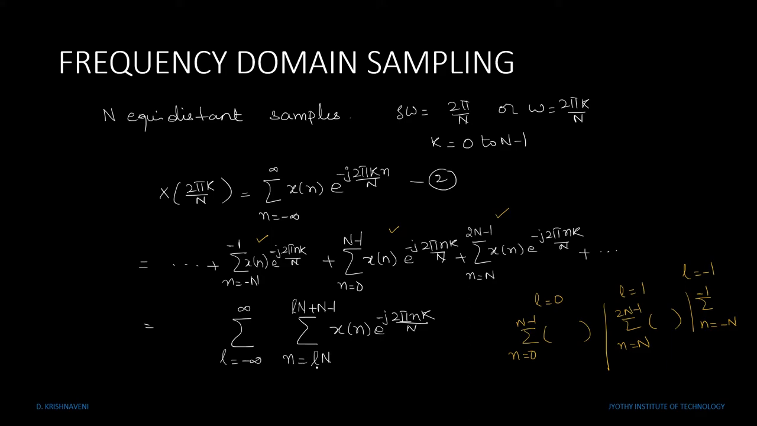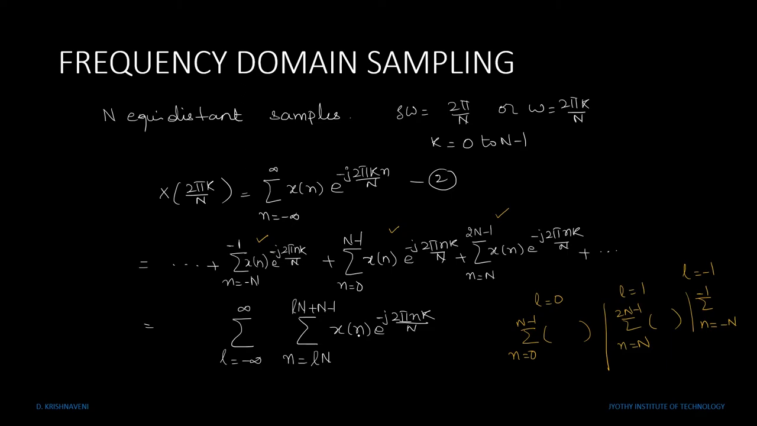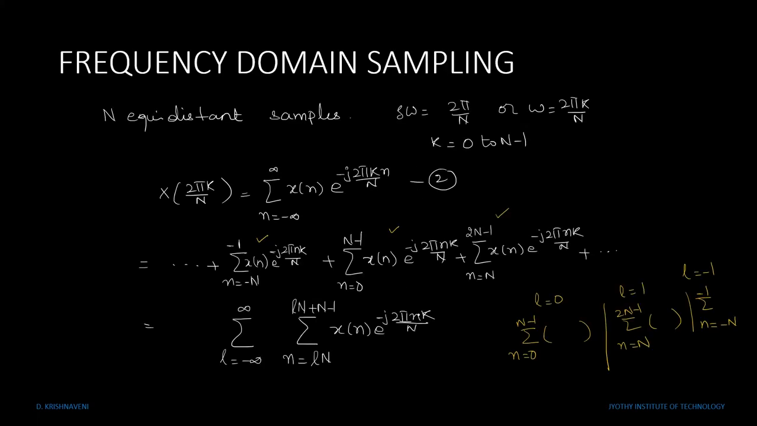In this summation, what I am doing, these limits, I am subtracting ln. So ln minus ln becomes 0 and this will become n minus 1. So n is equal to 0 to n minus 1, x of n is there. Because I subtracted ln from the limits, I'll have to add ln here: e to the power of minus j 2 pi n plus ln k by n. So here, in place of n, we write n plus ln.